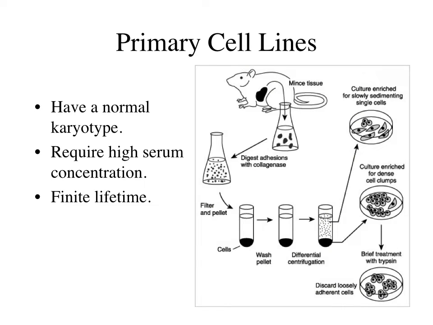Let's look at primary cell lines in more detail. With the primary cell line, the tissue is surgically removed from an animal. The tissue is minced and homogenized. Collagenase is used to break down extracellular collagen and doesn't hurt intact cells. The cells can then grow as loose clumps that can be dispersed with trypsin treatment, and then individual cell types can be cultured.